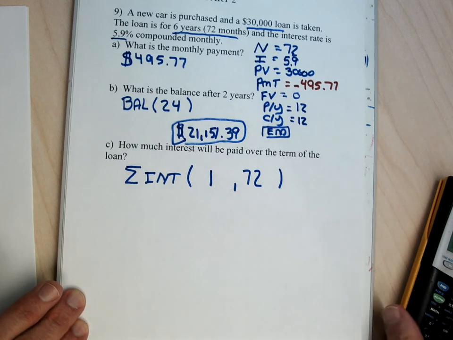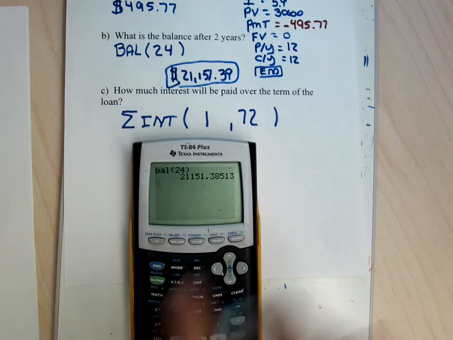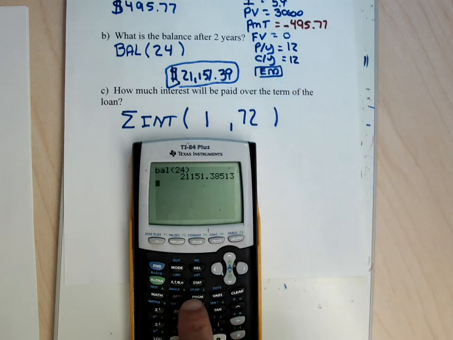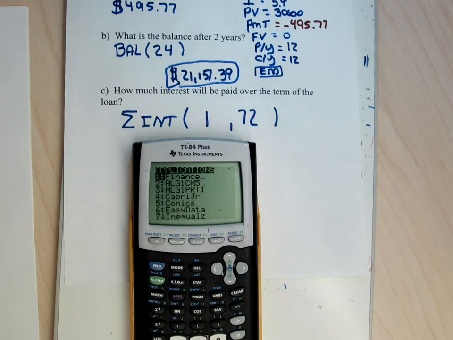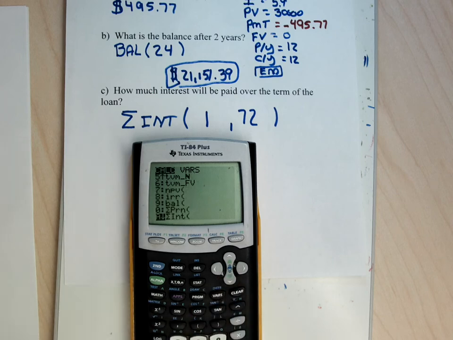I don't need to do much on my calculator to make this happen. I just computed the balance. I have the payment and the loan in my calculator. To do the sum of interest, I hit apps, I hit enter on finance, and then I start scrolling. Eventually I'm going to get, there it is, sum of interest.